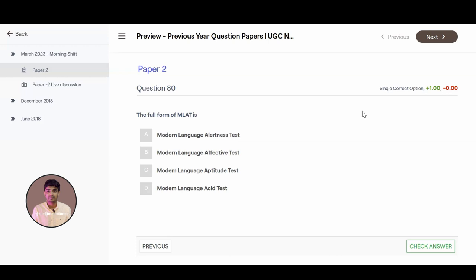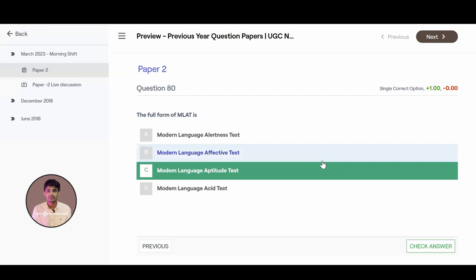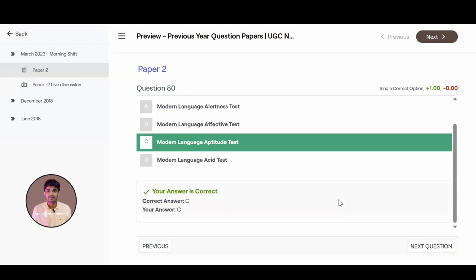Effective is something that should affect or has an emotional side to it. We eliminate that. Aptitude is the best shot here. Even if you come unprepared for this question, you can take a guess. C is the answer. There's a typo in the options, but ignore that. Modern Language Aptitude Test.